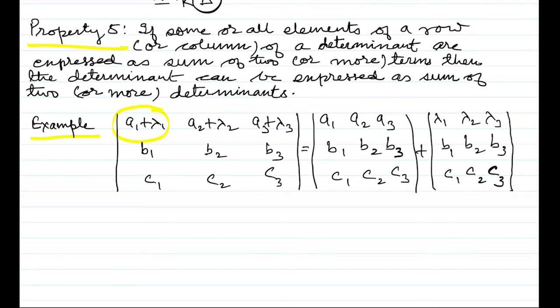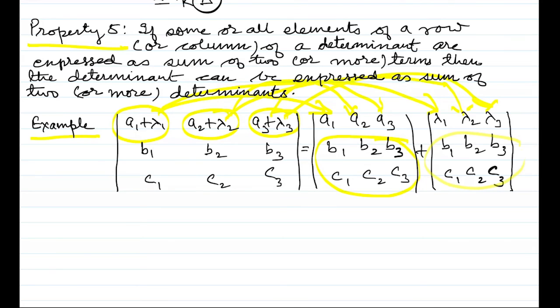See, the first element a1 plus lambda 1 now gets distributed or split into two different determinants. Second element a2 got this place and lambda 2 got this place. a3 got this place and lambda 3 got this place, leaving the other two rows unchanged.